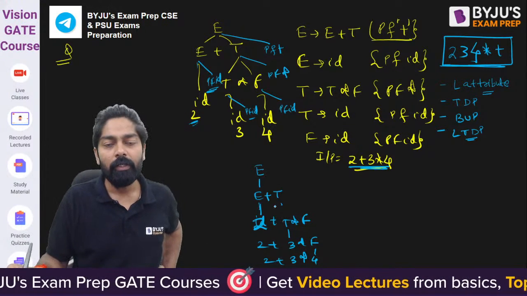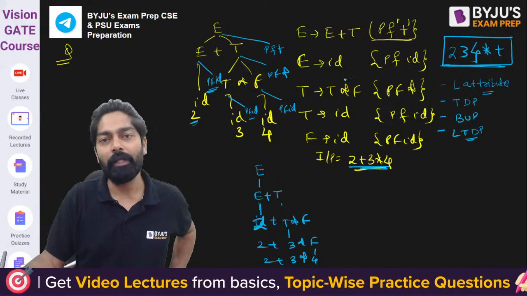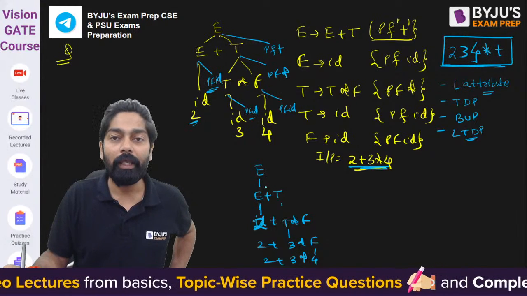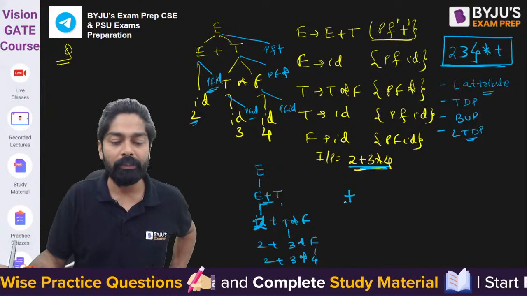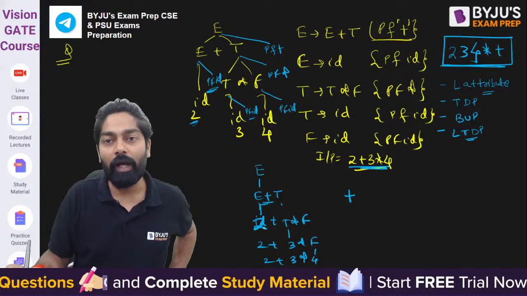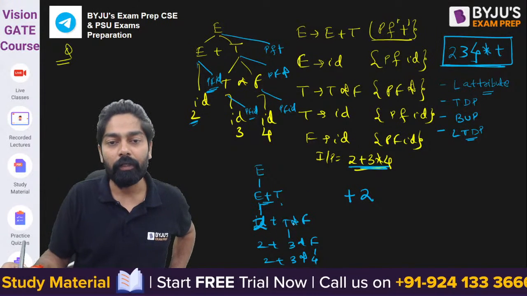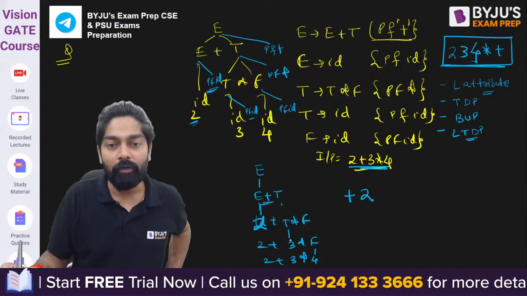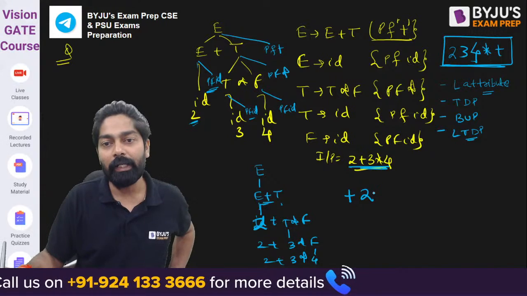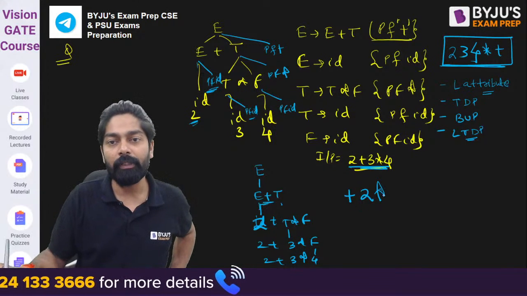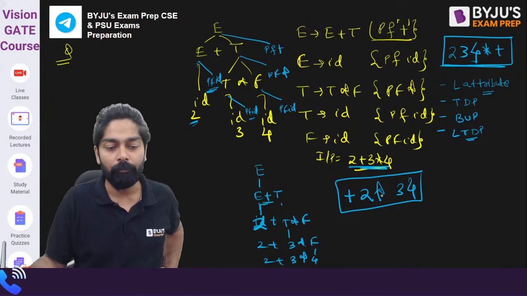Are you getting my point? See clearly what we are following: the non-terminal order here. E goes to E plus T. What is the output here? What are we doing first? We are printing plus in the output. E goes to id, so printing 2. Then T goes to T star F, which means printing star. Now T goes to 3, printing 3, and printing 4. With the top down parser, you are getting plus 2 star 3 4.